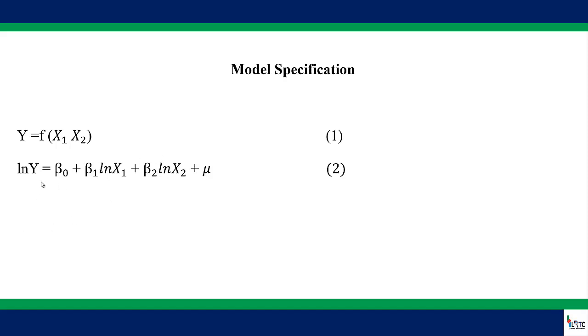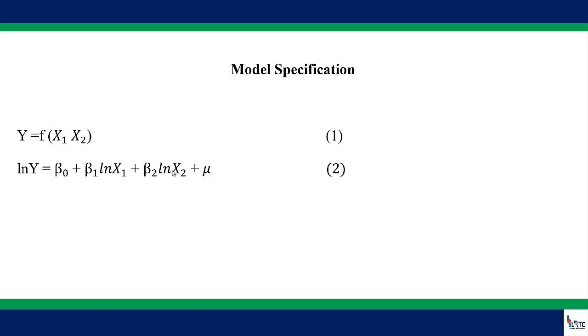Now, the econometric model has the ln, which is the natural logarithm. Most times we transform our data to address or to avoid the problem of heteroscedasticity. So here we have the dependent variable, which is a transformed variable, and the independent variables are also transformed variables. So this is a log-log model.